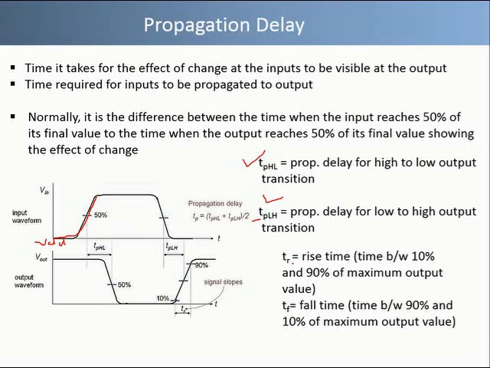Two more parameters which characterize any digital waveform are the rise time and fall time, where rise time is defined as the time between 10% and 90% of maximum output value during low to high transition, whereas the fall time is defined as the time between 90% and 10% of maximum output value during high to low transition. So this was the basic definition of propagation delay.